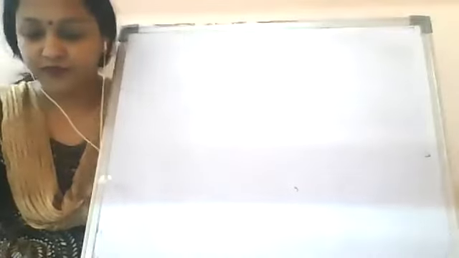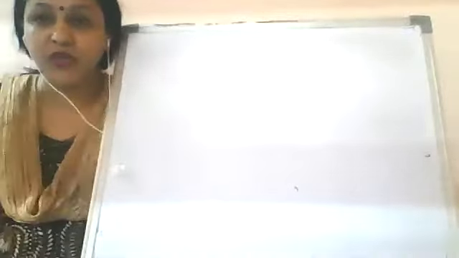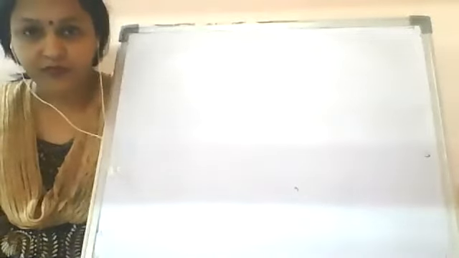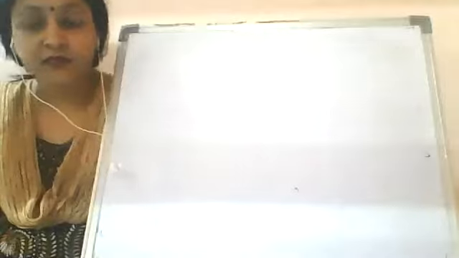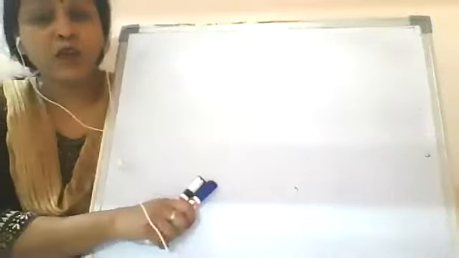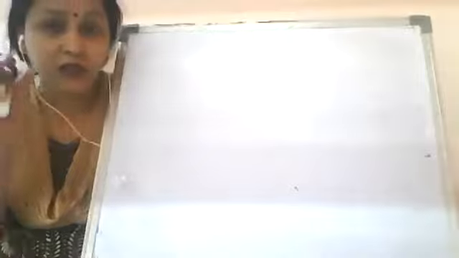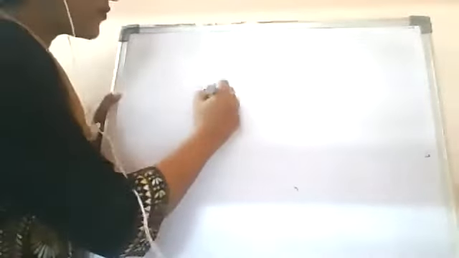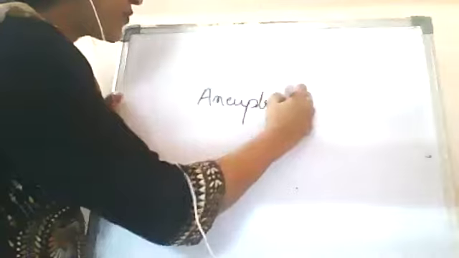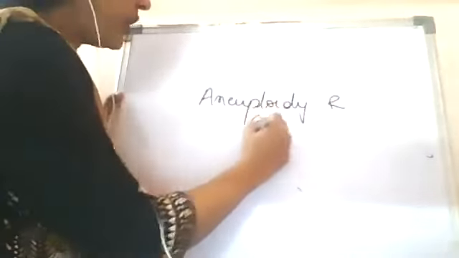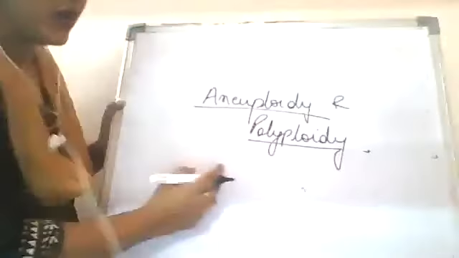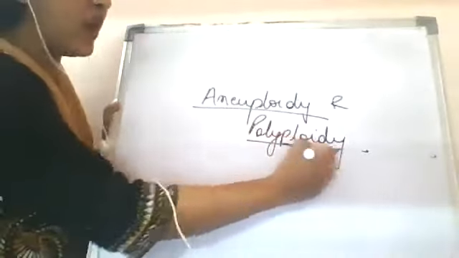Yes, Rajan? Ma'am, please unmute Rajan. Yes, Rajan? Autosomal aneuploidy means? What do you mean by autosomal? Is that clear? Now we can have two terms, aneuploidy and polyploidy. What do you mean by ploidy? It means the number of chromosomes.